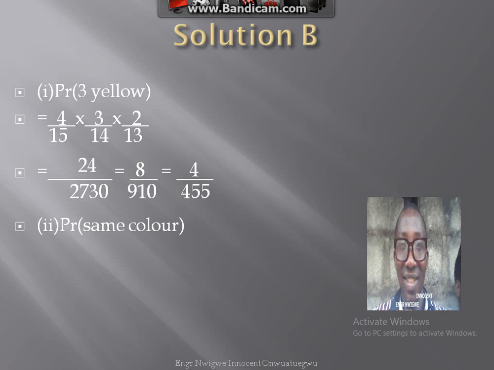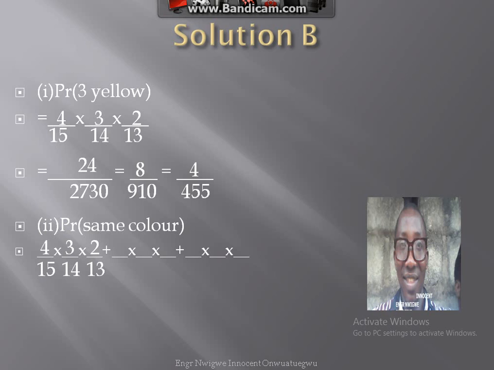Now the probability of picking the ball without replacement, for the same colors. If you remove a yellow ball, which is 4, we now have 4 over 15. You remove 1 yellow ball, we now have 3. The yellow ball will be 3 over 14. The total will be 14 times. If you remove another yellow ball, we will be left with 2 over 13.